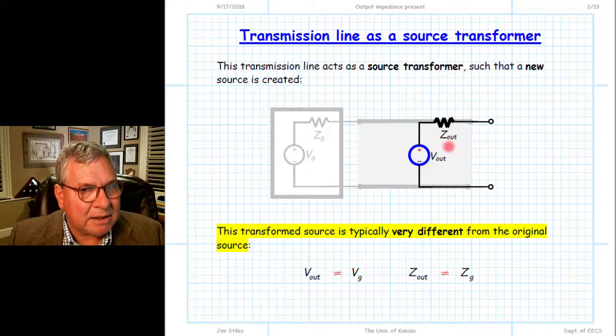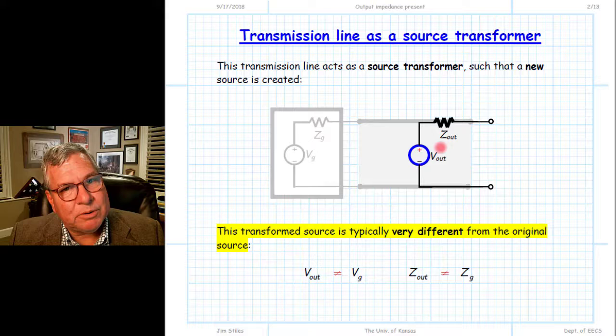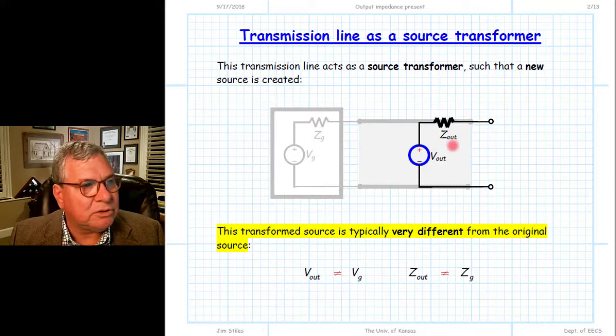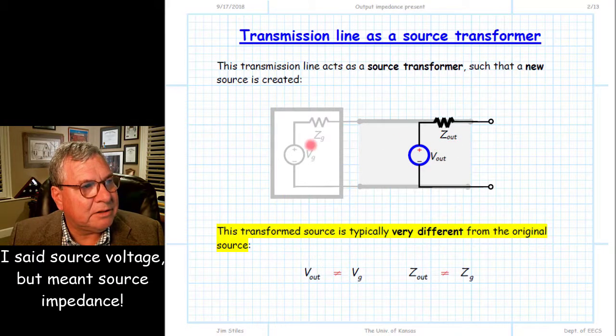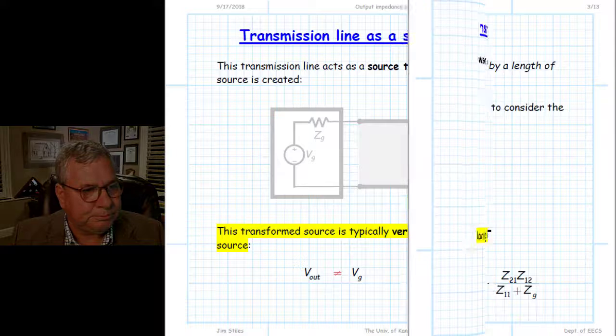One thing we can say about it almost certainly is that the new voltage source V out will be different than the original source VG. Likewise, the new output source impedance, Z out, will be different than the original source impedance ZG. But what are the relationships between these values?